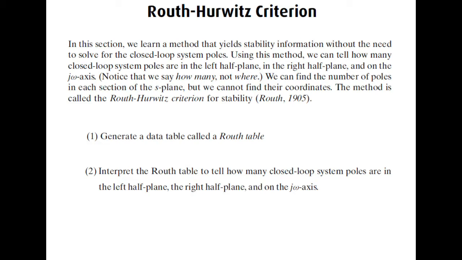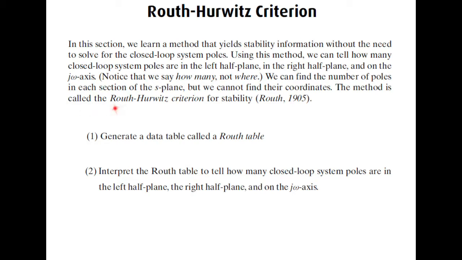Using this method we can tell how many closed loop poles are in the left half plane, in the right half plane, and on the jw axis. One point is emphasized here: it tells how many poles there are, but not where. It doesn't tell the exact location, so we can find the number of poles in each section of the s-plane, but we cannot find their coordinates.